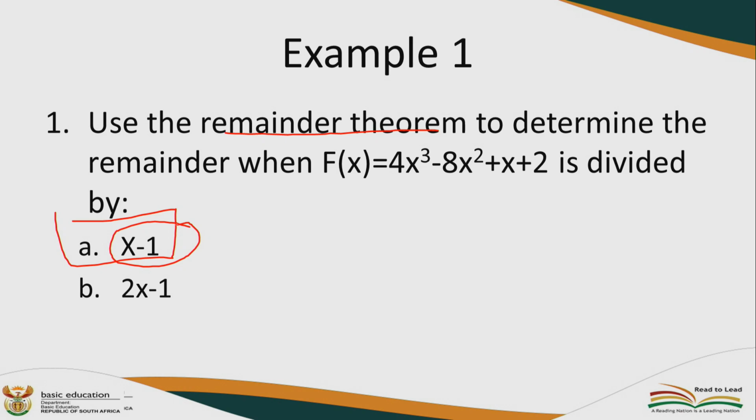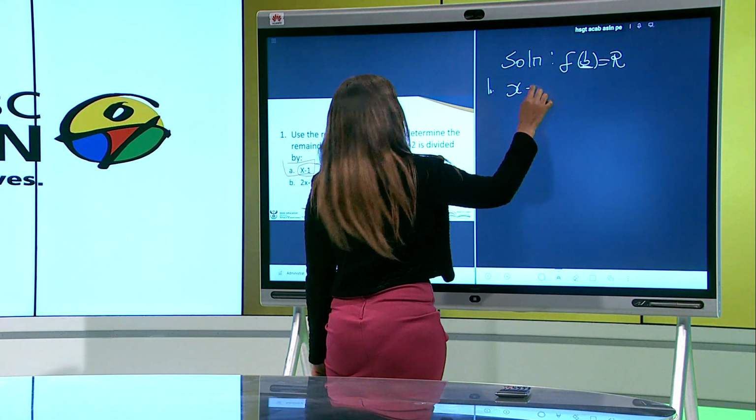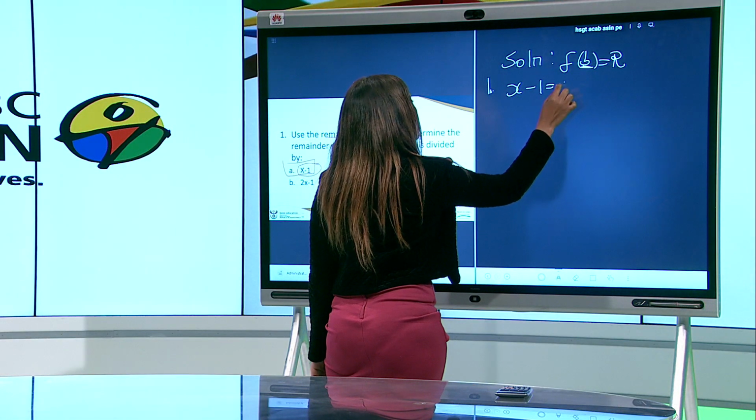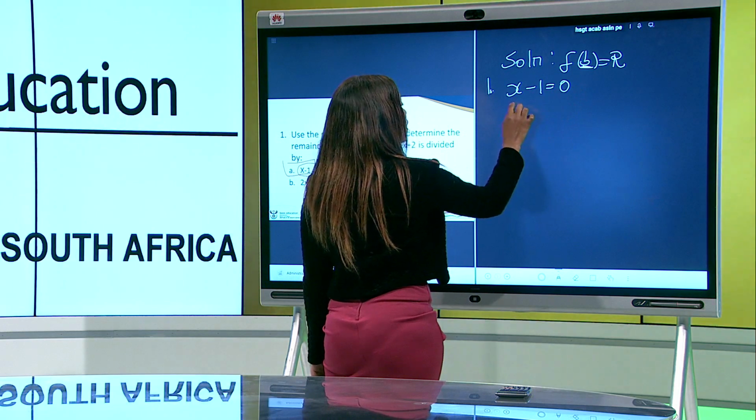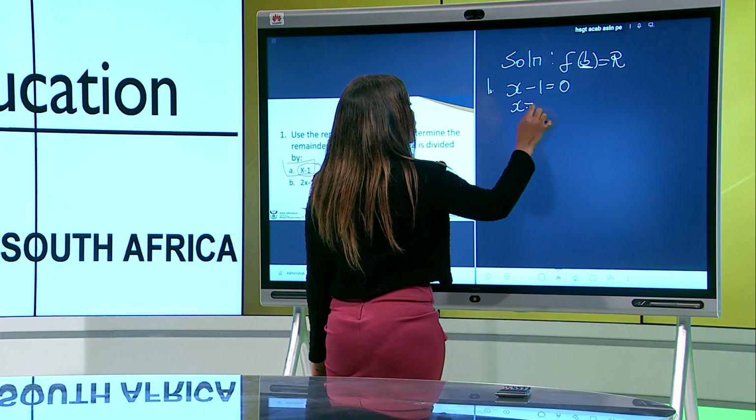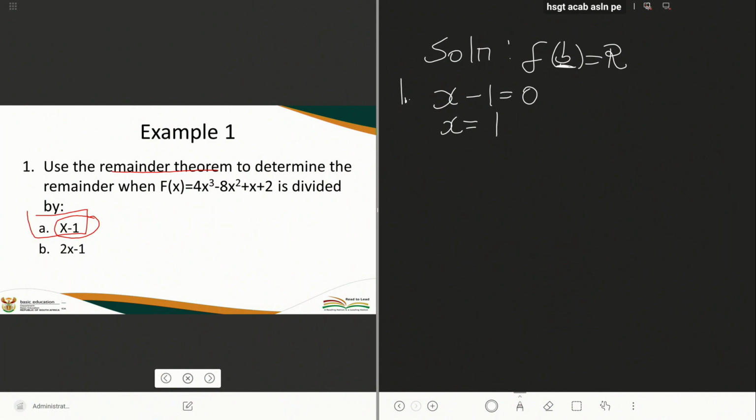So you take your divisor as what? x minus 1, and you equate it to 0, and solve for x. We're going to have x is equal to positive 1. So in place of this b, I'm going to have my positive 1 there. So I'll be saying f(1), remember you substitute this into your original function, or your original polynomial.